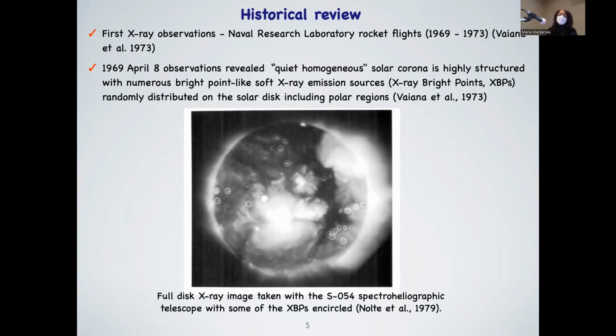So on April 8, 69, they used a very long exposure. And when the images came back to Earth, they found that actually the quiet sun is highly structured with many small-scale bright X-ray emission structures, and they named them X-ray bright points. They were randomly distributed on the solar disk. They were also found in polar regions. So this is one of the first images from this time. And in these circles, you can see these X-ray dots, which excited the solar community very much.